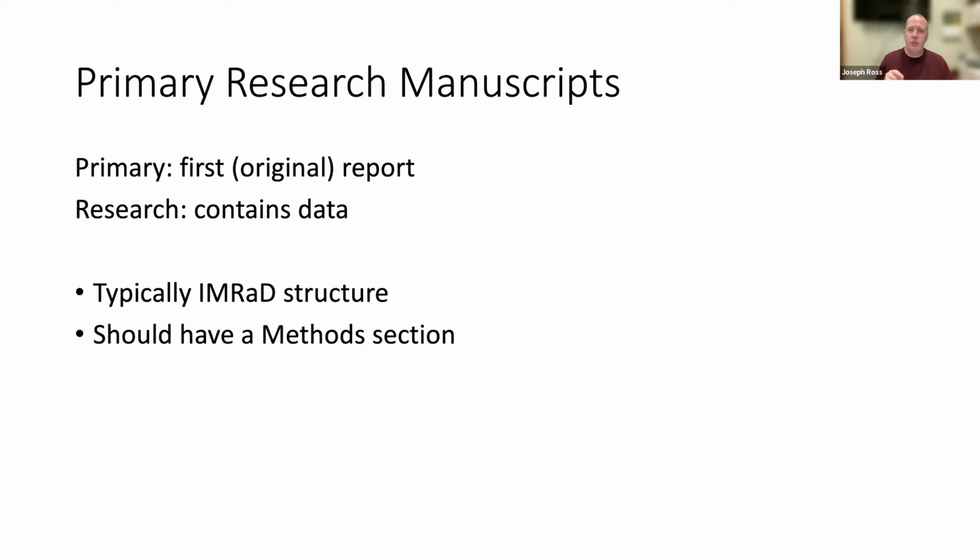And if it's a research manuscript, you should find a methods or materials and methods section in the paper. That's primarily how you know that it's a primary research manuscript, because the authors have to explain how they did what they did to collect the new data that they're sharing as primary research.